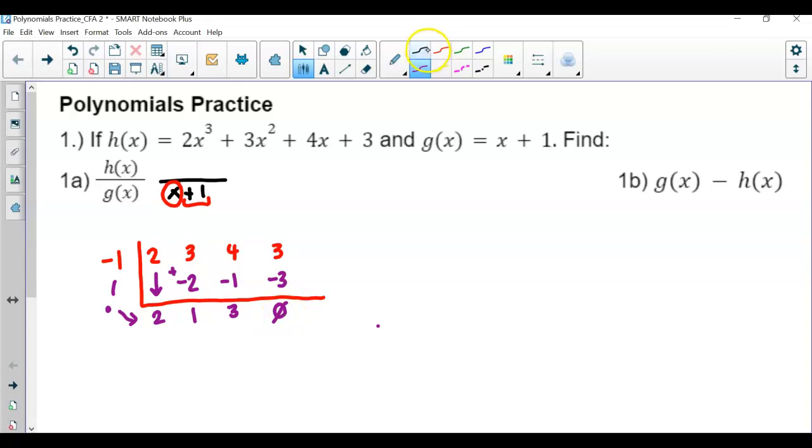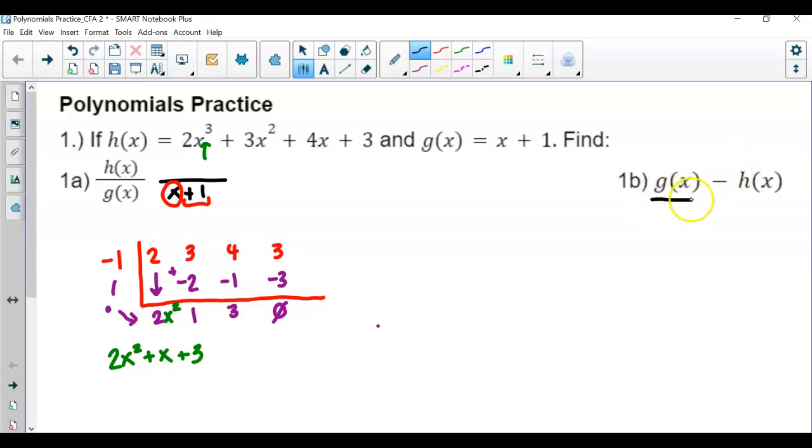So here, remember, when you write your final answer, if we started at x cubed, that means now we're starting with our answer here at x squared. So here our answer, h of x divided by g of x, is 2x squared plus 1x, or x, plus 3.